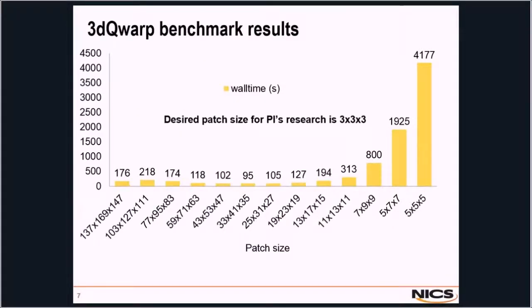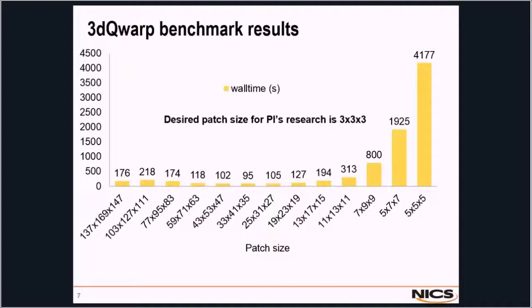Now let's see some benchmark and profiling results for 3dQwarp. In this chart, on the x-axis, I show the patch size. Basically, it is gradually reduced, and the y-axis is the wall time. So as you can see, when the patch size is sufficiently large, the runtime is more or less the same. And when you reach the smaller patch size, the runtime basically explodes.